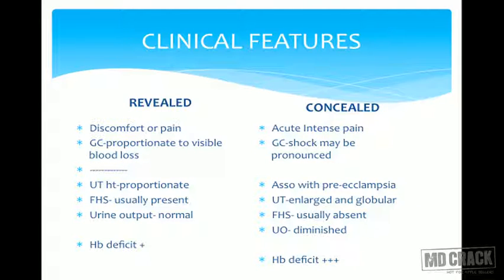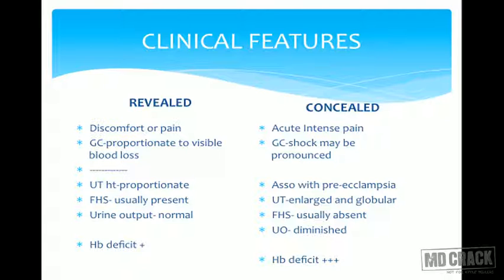Uterine height will be proportionate to the gestational age in the revealed variety because the blood loss is coming out. In the concealed variety, the uterine height will be more than the gestational age because the blood is getting accumulated inside. Fetal heart is usually present in revealed, but in concealed, the clot itself helps in more and more placental separation. So usually the fetal heart is absent.